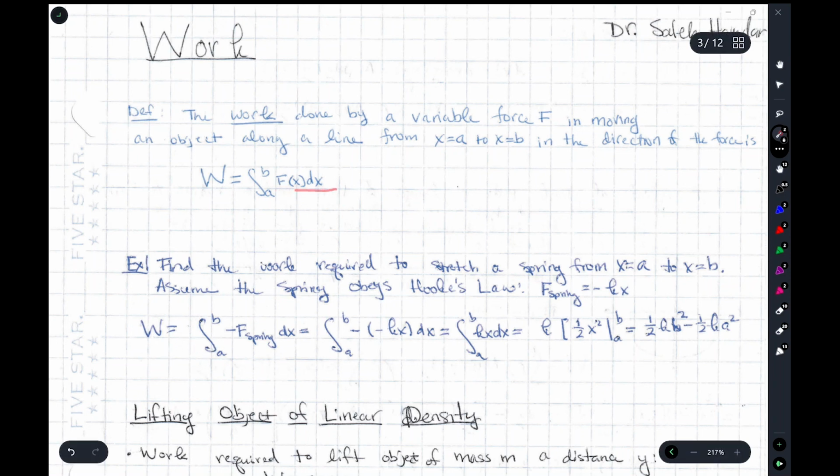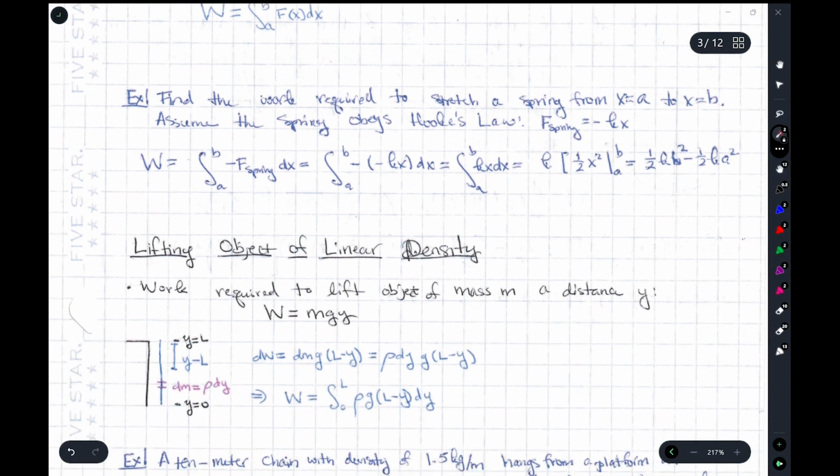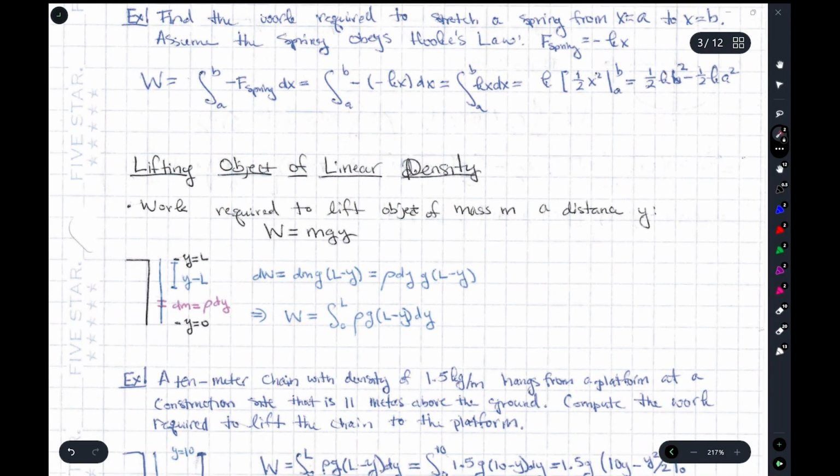So the work is equal to force times dx. We plug in negative F spring. Why do we plug in negative? Well, if the spring is applying negative kx as a force, and we're trying to stretch it, we're going to apply an opposite force to the spring. And so that's where that minus sign is coming from. And so we get kx dx there, and we integrate from a to b, and we end up with that antiderivative there. And so that's the work that's required to stretch a spring from x equals a to x equals b.